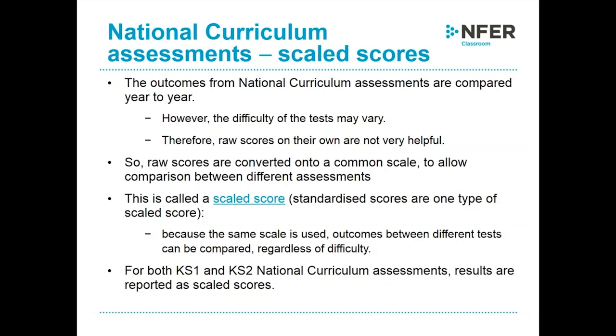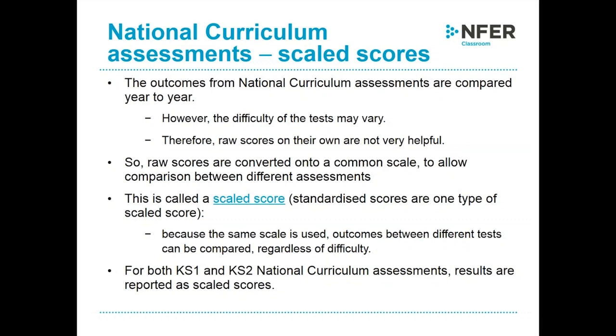And this converted score is called a scaled score. Standardised scores, which you may have heard of, are one type of scaled score, and we'll talk a little bit more about those later in the presentation. Now, because the same scale is used, outcomes between different tests can be compared, regardless of difficulty, because the difficulty of all the questions on the test have already been taken into account. And as I've outlined, for both Key Stage 1 and Key Stage 2 national curriculum assessments, results are reported as scaled scores for this very reason.